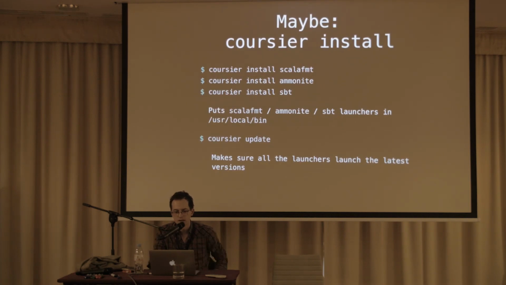And one last thing is, this is not done yet, and here too feedback would be welcome. A command that could be added to coursier would be something like coursier install. For example, if you want to install scalafmt or Ammonite or SBT, you could just run coursier install, and that would put a small launcher somewhere in the path of the user. So it can be in /usr/local/bin. So it would put a launcher there to launch each of these applications.